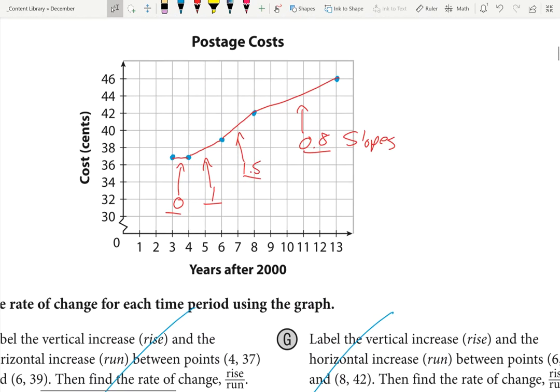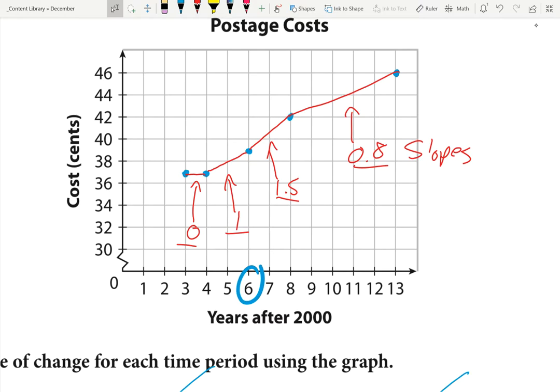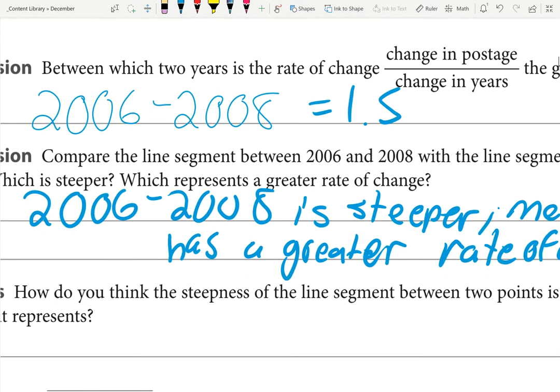So that's what we talked about earlier, right? Between 2006 and 2008, that's these 2 points on the graph. 2006 is this point, and 2008 is this point. And between those, that's where the line is the steepest. This is the largest increase or the biggest steepness of our graph between those 2 years. So that's what I'm saying in that second question.